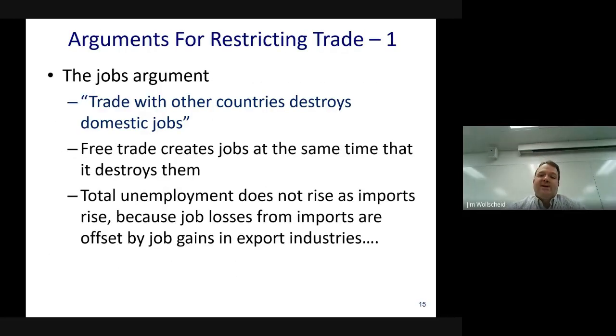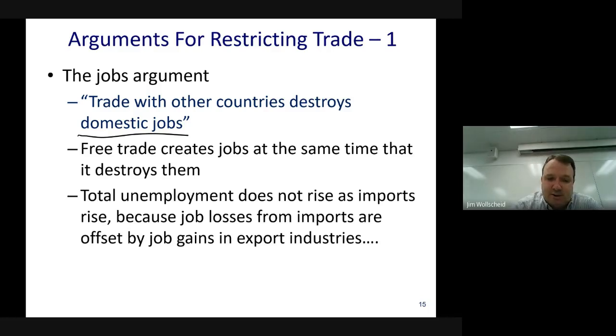So why don't we like trade? So what I have here in quotations are the common arguments against trade. Probably the biggest argument against trade is that trade with other countries destroys domestic jobs.